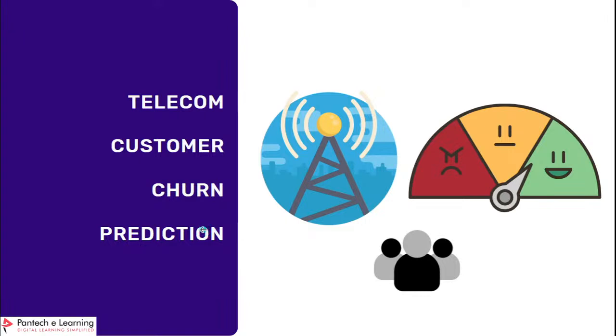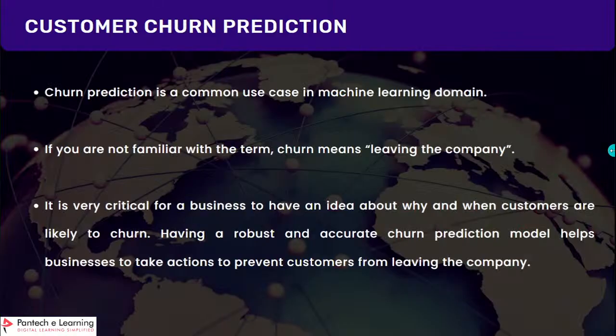And finally, with all these introductions and terminologies, we are going to use data analytics and data science skills to do this telecom customer churn prediction. It's a data set from a telecom company. Churn means prediction in a common case in machine learning. If you are not familiar with that term, churn means leaving the company. It is critical for business to have an idea about why and when customers are likely to churn, and having a robust and accurate churn prediction model helps business to take actions to prevent customers from leaving their company, right?